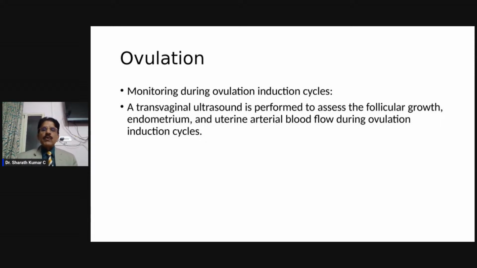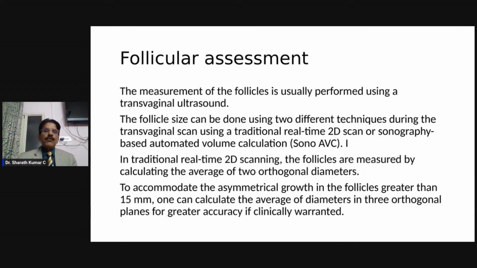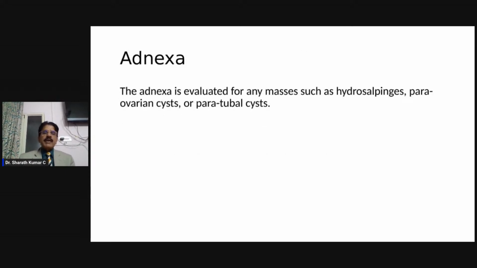Monitoring ovulation during ovulation induction cycles, TVS is performed. For follicle assessment, as already told, 2D or 3D images are done. Coming to the adnexa, the adnexa is evaluated for any mass such as hydrosalpinges, paraovarian cysts, and paratubal cysts.